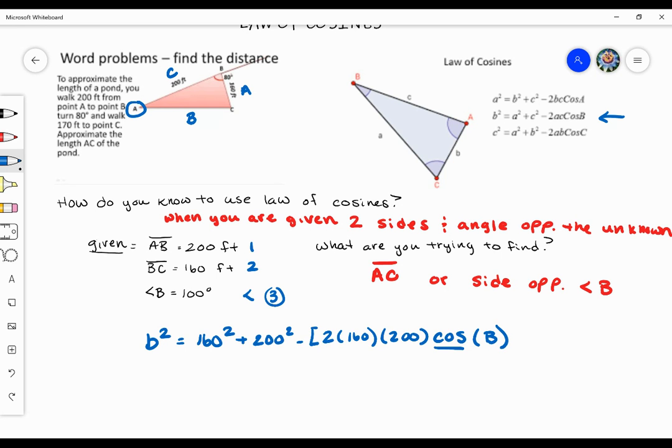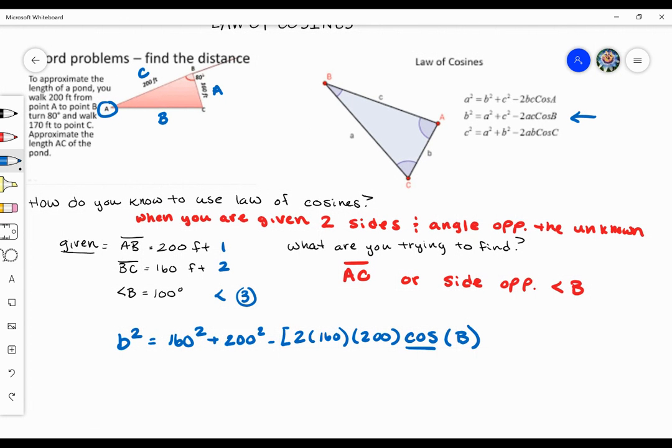And I actually have worked this out. One thing to note is that this is in degree mode. When you plug it into your calculator, you'll get the wrong answer if you have it in radian mode. So make sure that you're in the right mode.